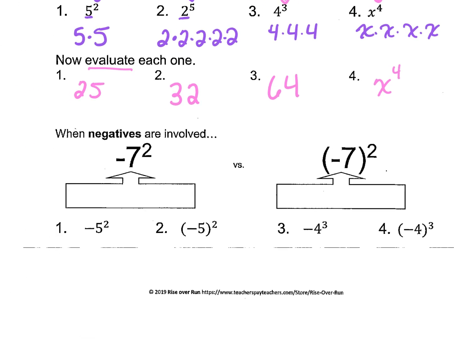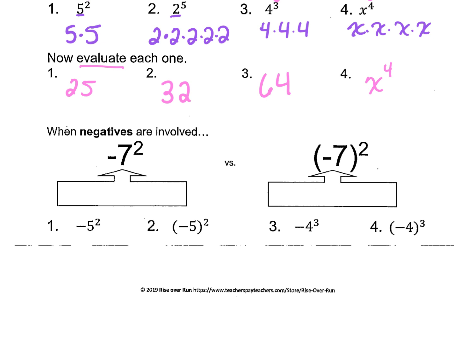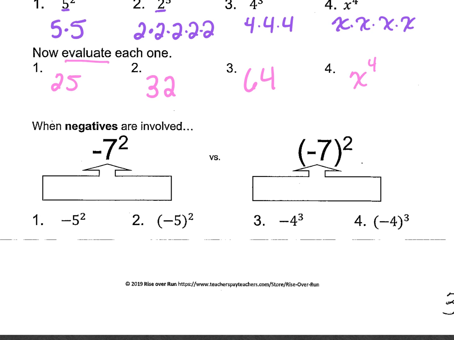Okay, so now let's talk about when there's negatives involved, because there are rules with this. Let's talk about if you put it in your calculator, just like you see here. So I want you to try that. -7 squared. You hit enter. You should get -49.